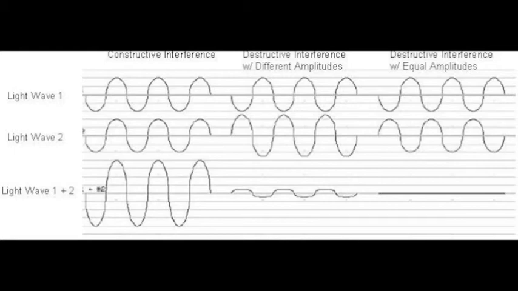In the final diagram, you can see the effects of destructive interference with waves of the same amplitude. The crests and the troughs of these waves do not match up, so when the waves interfere, because they are exactly equal but opposite, they completely destroy one another, so you are left without a wave.